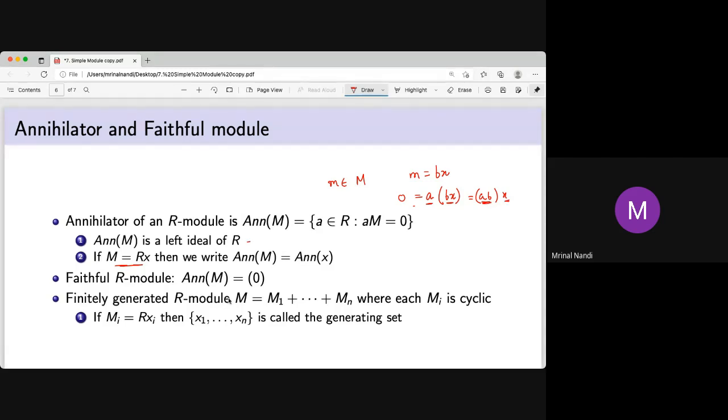Now, first is faithful. An R-module, which may not be cyclic, is called faithful if the annihilator is 0. 0 always annihilates this, since 0 into anything is 0. So 0 is always there in the annihilator, 0 belongs to this set. But 0 is the only element of this set, there are no other non-zero elements which annihilate this M. If you take any non-zero element A, then AM is not equal to 0. If the only element of the annihilator is 0, then M is called a faithful R-module.